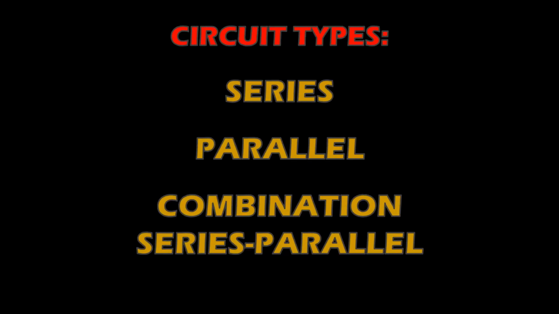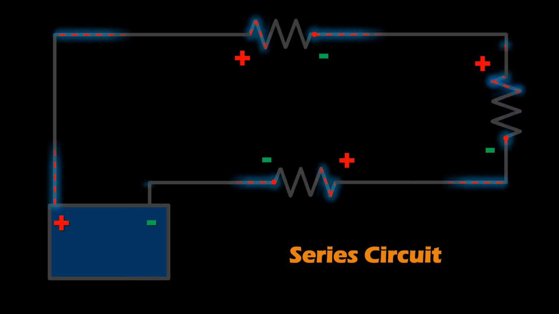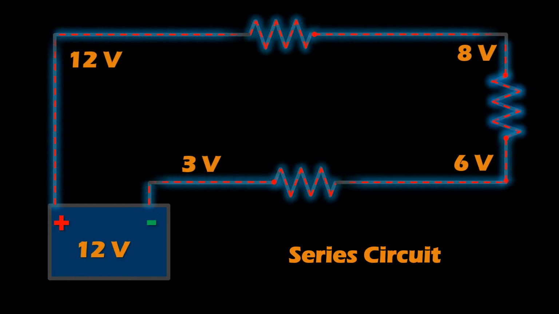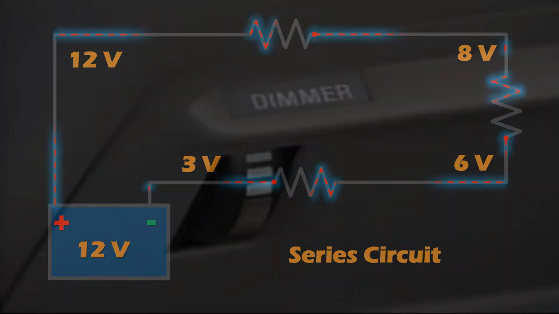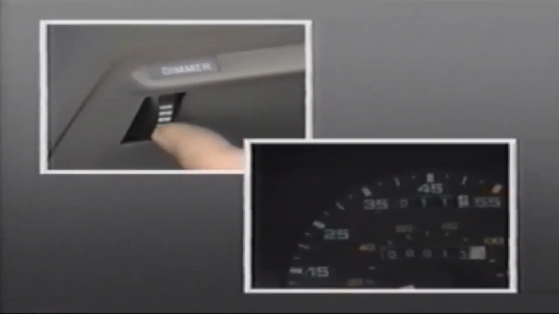Now, let's look at 3 ways electrical circuits can be arranged. They are series, parallel, and a combination of series parallel. In a series circuit, the loads are arranged one after another, and the current through each load is the same. If you remember what we said about loads adding resistance in a circuit, then you know that after each load in a series circuit, the voltage is lower. This is how the dimmer control for your instrument panel lights works, as the dimmer switch is actually a variable resistor.